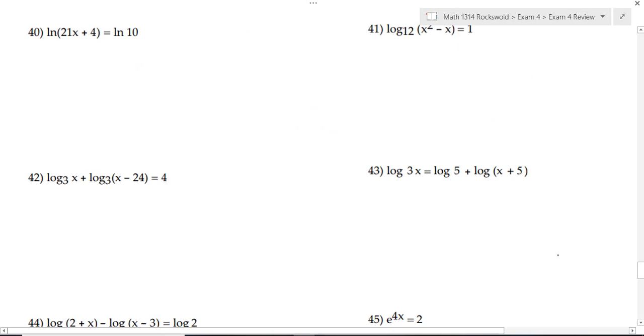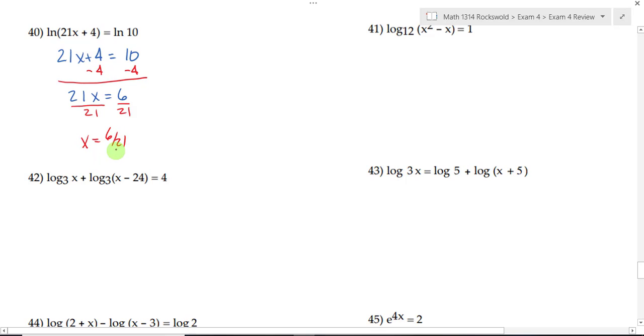On number 40, we have a log base e equal to a log base e. If the bases of the logs are equal, what does that tell us about the arguments? They're also equal, so I could rewrite this then as 21x plus 4 equals 10. Now to solve for x, I subtract 4 from both sides, and that gives me 21x equals 6, and then divide both sides by 21, and I get x equals 6 over 21.